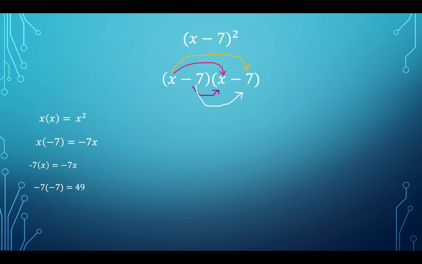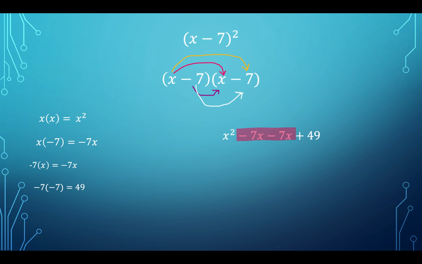Why isn't it a negative 49? Because negative times negative becomes positive. So I convert that to this over here. So I'm left with x squared minus 7x plus 49.